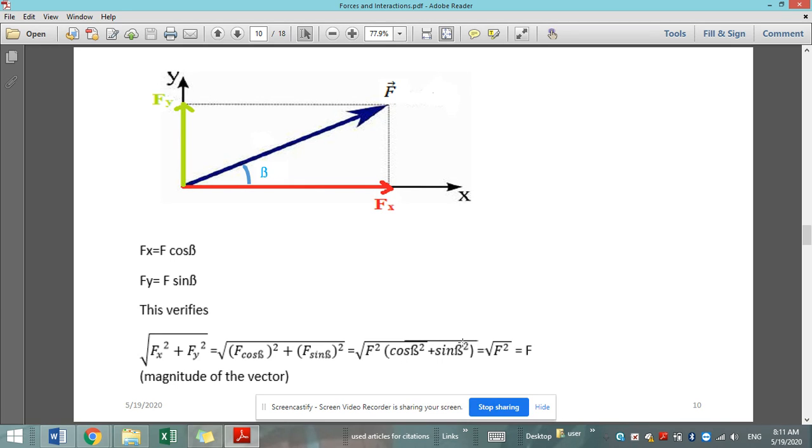plus sine squared beta, which is equal to radical F squared into, we know that cosine squared of any angle plus sine squared of this angle is equal to 1. So here we have radical F squared into 1, which is radical F squared, meaning it's equal to F. So the previous formula is now proven. This is the magnitude of the vector.